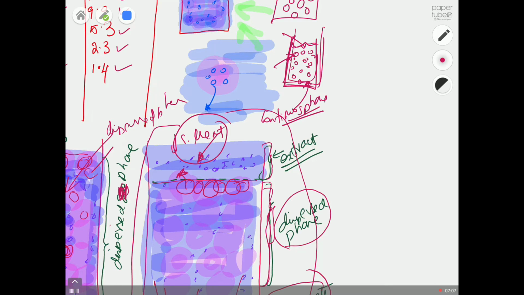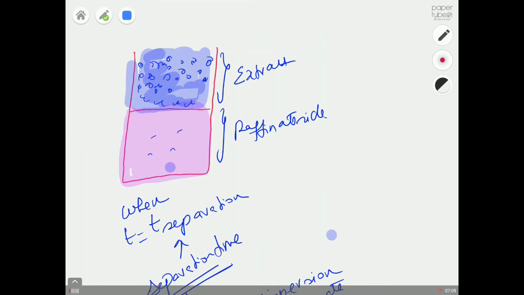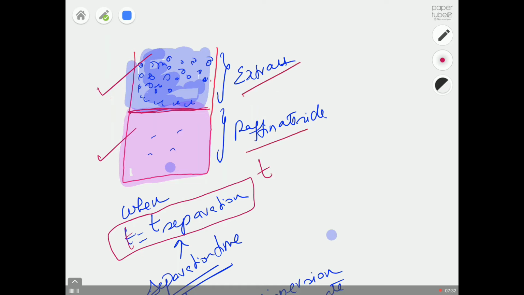So this is how it's going to look at the end of the experiment. We are going to have some extract phase, and we are going to get some raffinate phase, and there will be a thin line separating these two different phases. Normally this happens when your time reaches something called the separation time. So when time is equal to separation time, we will clearly have two different phases, extract and raffinate.